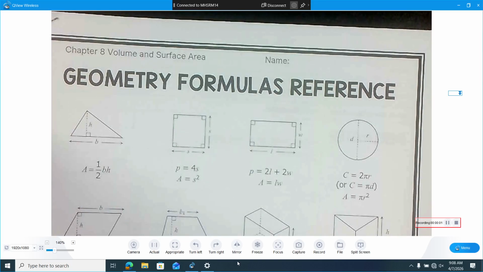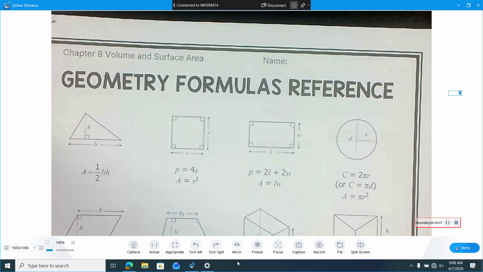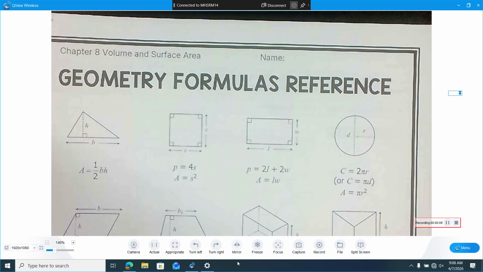This geometry unit is an area and volume unit. And so this whole unit, I'm doing the same thing with geometry coming up here too. You guys are in the same spot, so I'm teaching the same thing 4 times over.